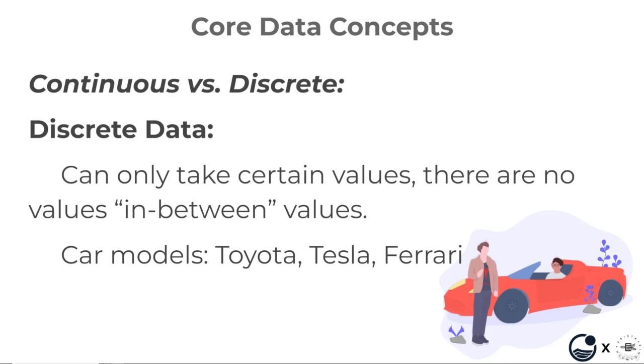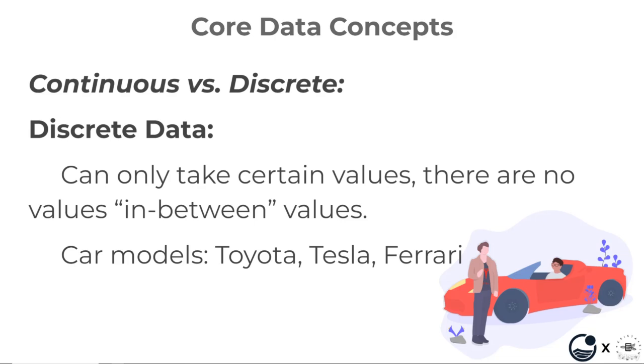Let's imagine you're running a used car lot and you're taking inventory of your cars. And you want to take inventory of the car model. Is it a Toyota? Is it a Tesla? Is it a Ferrari? Etc. This is known as discrete data. The car models can only take certain values. And there's no real values in between values. For example, there's no value that's really in between Toyota and Tesla. The car model has to be one of those certain values.